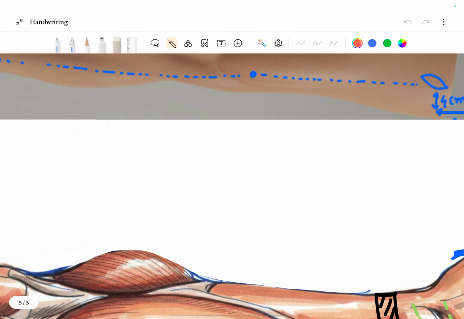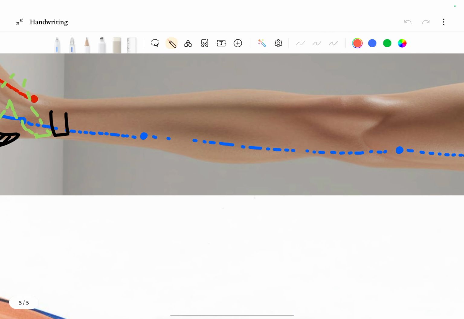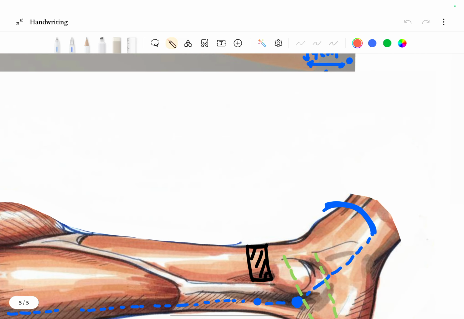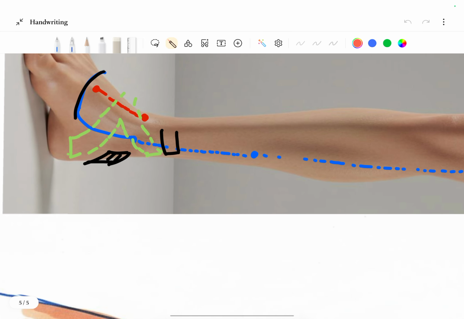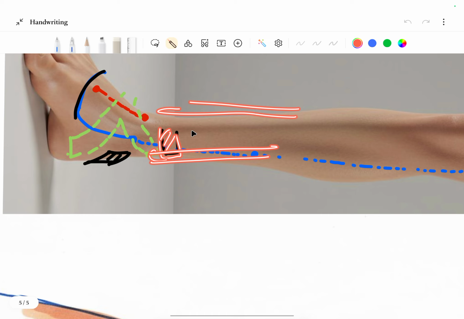The superior extensor retinaculum is quite easy. Suppose this is your fibula, and that side is your tibia. On the lower part of the fibula and the tibia, between them there is your superior extensor retinaculum. I draw it some part here, because here is your tibia and that side is your fibula. Clear?